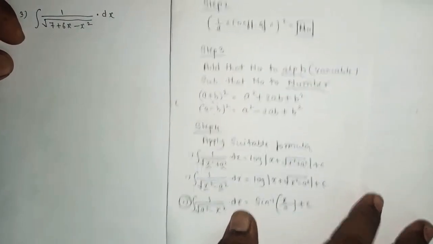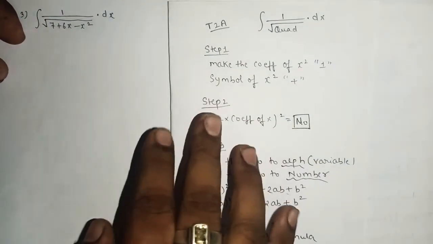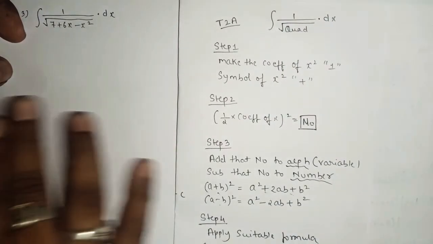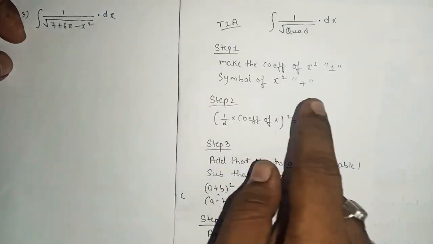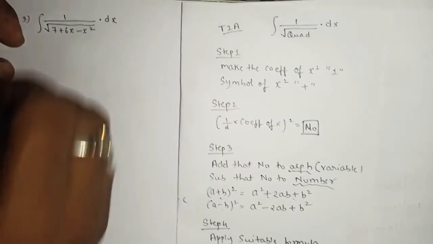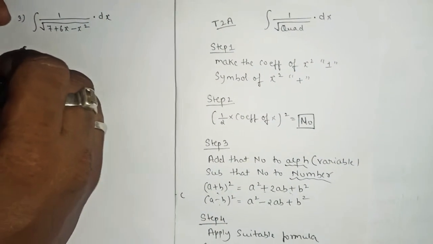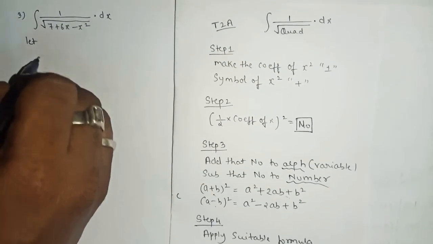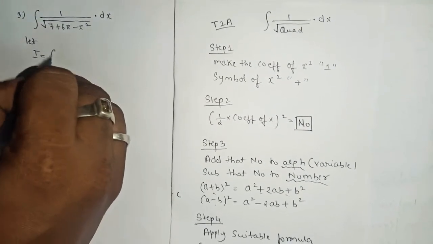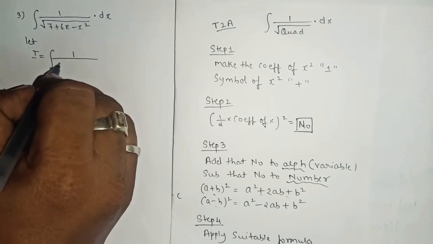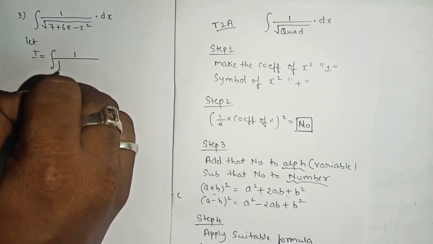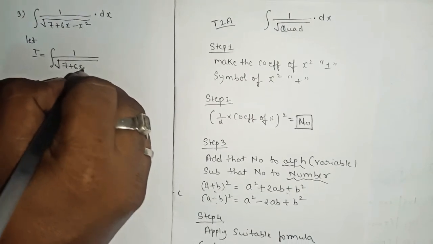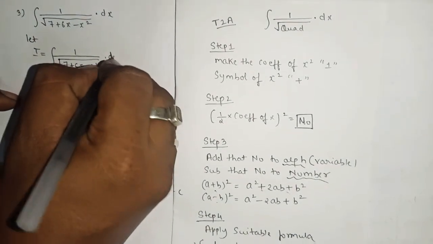Okay, so let's move on to the steps. Here also we have to make the coefficient of x square 1. Clearly we can see that the coefficient of x square is already 1. We have to make the symbol of x square positive. So now we'll move on to the next step. First, as I told, we'll start with let I equals integral 1 upon root of 7 plus 6x minus x square dx.